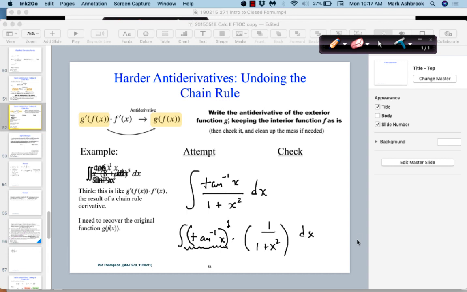So the first attempt is, we're going to raise the power, right? Tangent inverse x to the second. But then we also need 1/2. If you take the derivative of that, do you get exactly what you started with? Yes. If you take the derivative of this, you get exactly what we started with. We're done.